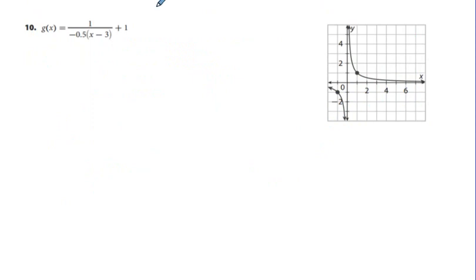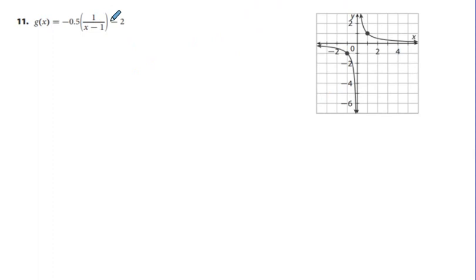Okay, there's number 10, and again for number 10, what I would do for this one is I take that -0.5 in the denominator, and I would make that -2. So that'll become -2 when you move it out of the denominator, times 1 over x minus 3, and then bring this plus 1 here. Anyway, recommendation, that could make your life easier.